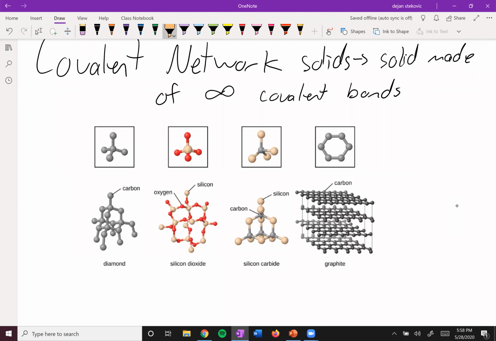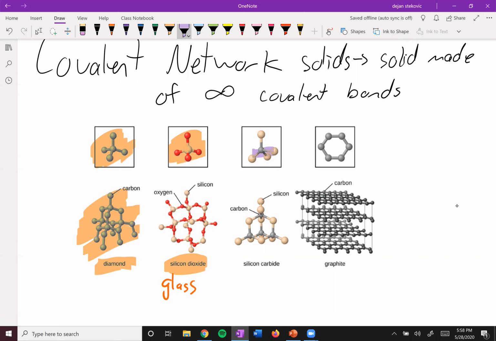On the left, we have this sp3 hybridized carbon, right? It's just carbon attached to carbon attached to carbon. This is the structure of diamonds. Diamonds are super hard, see-through, that kind of thing. Here we have silicon oxides, right? It's alternating silicons and oxygens. So this is glass. This is what all your glass is made out of, silicon dioxide.